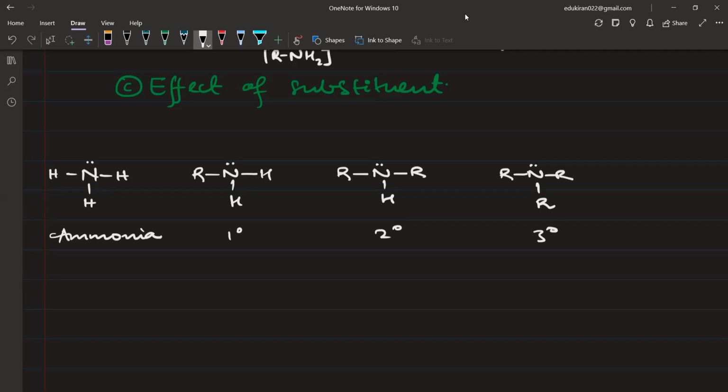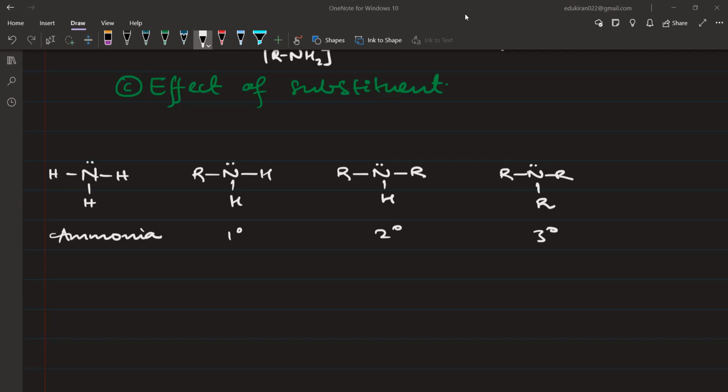Listen carefully, guys. Please, if you are writing, don't write. Please listen very carefully. All the amines are basic in nature because they have high electron density at the nitrogen atom. Now tell me, if I increase the electron density at the nitrogen atom, what am I doing, guys? I am increasing the electron density at what? Nitrogen.